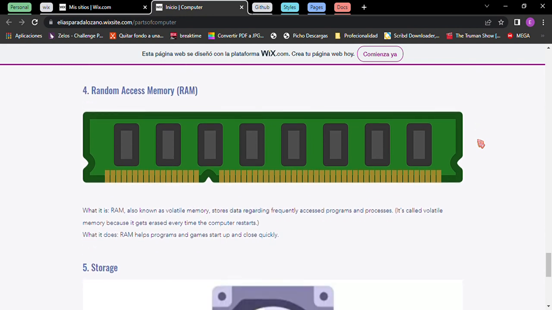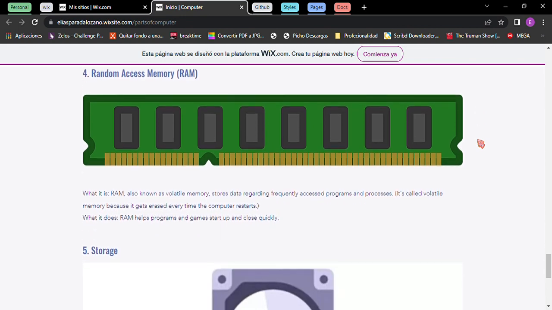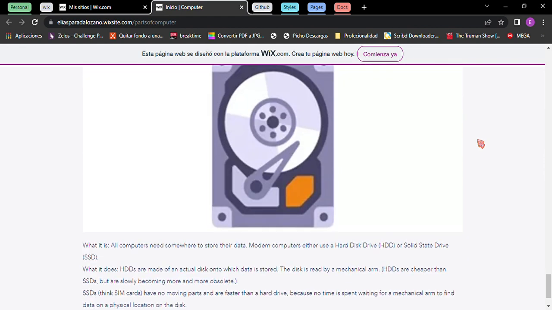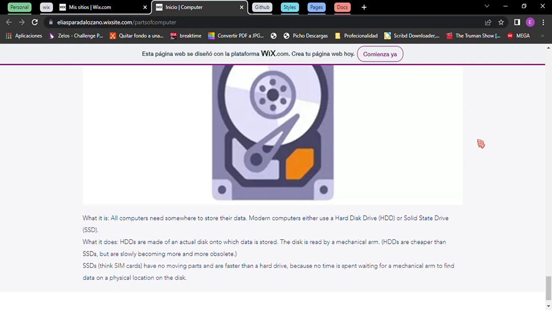Number four, random access memory. What is random access memory? The RAM, also known as volatile memory, stores the data regarding frequently accessed, programmed, and processed information. It's called volatile memory because it gets erased every time the computer restarts. What it does: RAM helps programs and games start up and close quickly.